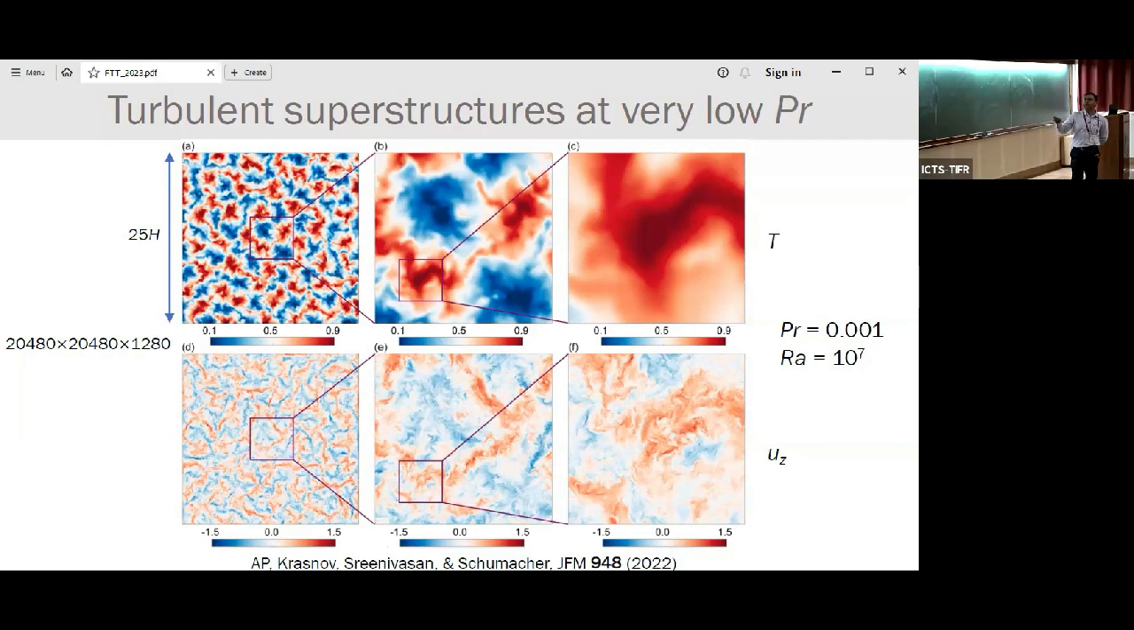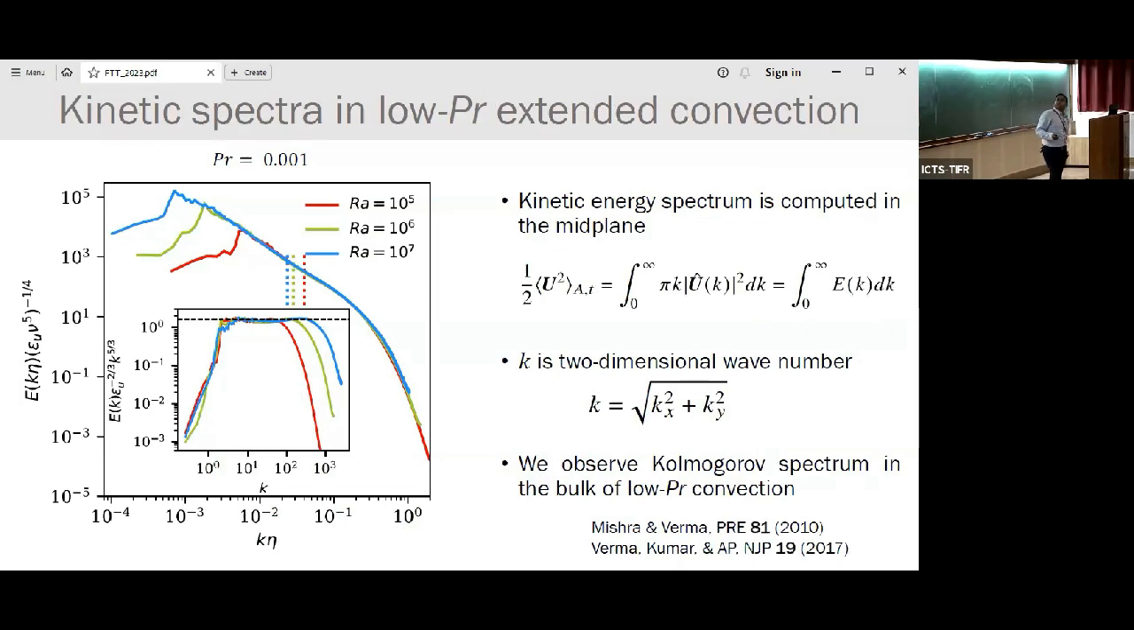We have studied the properties of these superstructures in somewhat more detail in other works. We also looked at the kinetic energy spectrum in the bulk of the flow, because we have no-slip top and bottom walls. In the boundary layer regions, the flow is affected by the walls. But if we move to the mid plane, where the effect of the walls is nearly negligible, then we can define a two-dimensional spectrum. It's a wide extended box, so we defined a 2D spectrum based on the 3 components of the velocity field.